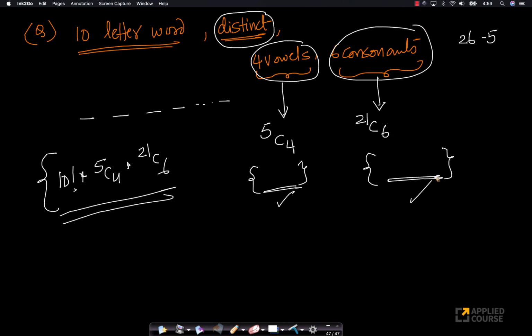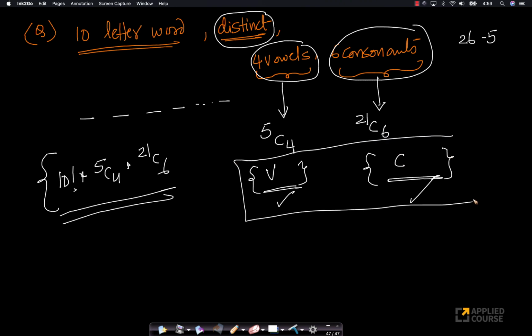Now I have 2 sets. I have a set of 4 vowels and a set of 6 consonants. From this whole set of 10 distinct letters, I want to arrange them into a 10-letter word. In how many ways can I do it? 10 factorial ways. That's it. You can actually solve this problem in 10-20 seconds if you understand the concept of permutations well enough.